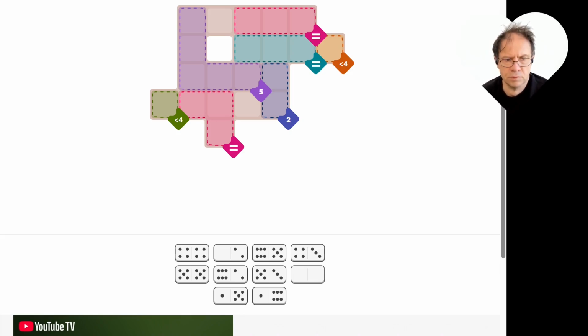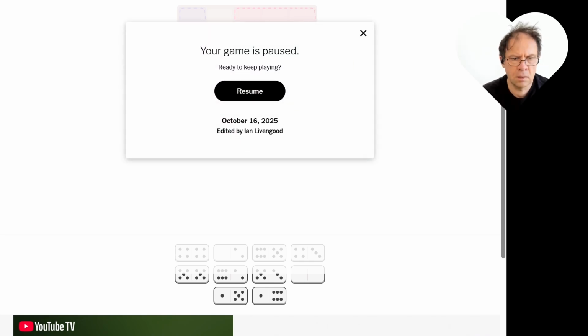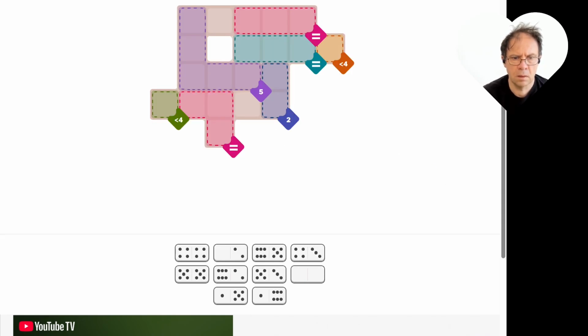Okay, we are going to do our usual histogramming. 4-4, 0-2, 6-5, 4-3, 5-5, 6-2, 5-3, 0-0, 1-5, 1-6.